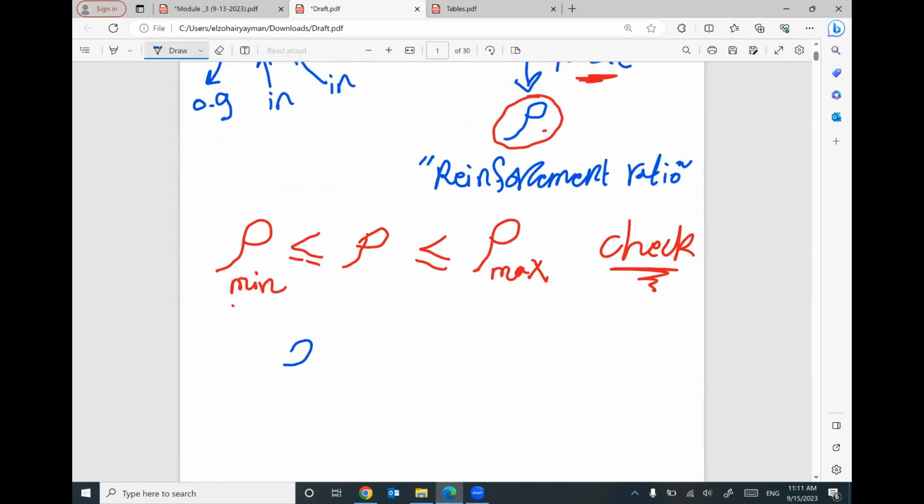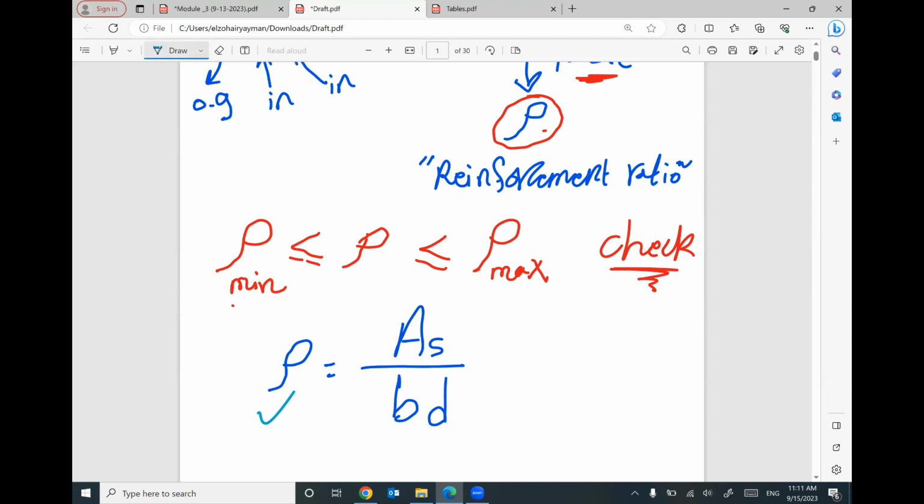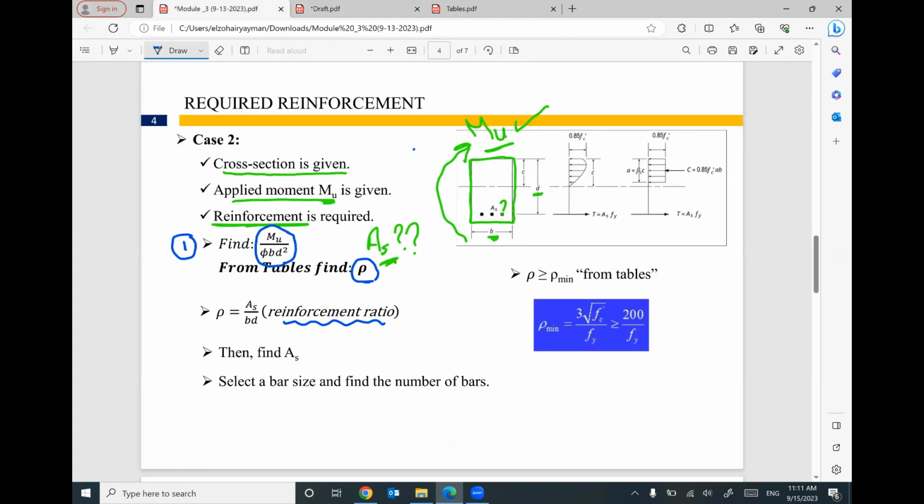this value of rho equals the required area of steel divided by b times the depth of the cross section. So far, I know the value of rho. I know the width of your cross section and the depth of steel reinforcement. From this expression, I can figure out the value of area of steel. Once you get your value of area of steel, I am done. Basically, we are looking at how much steel reinforcement is needed to support this M ultimate.